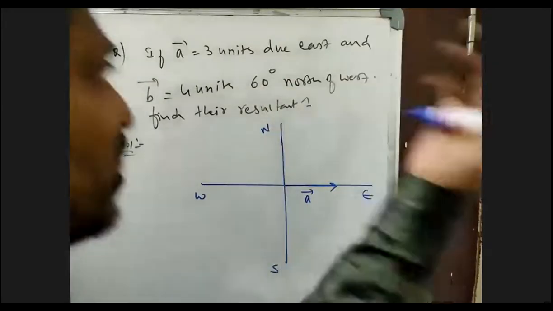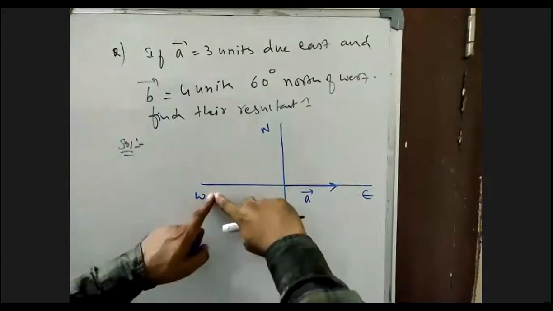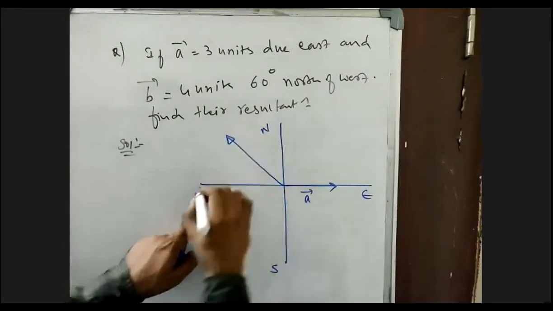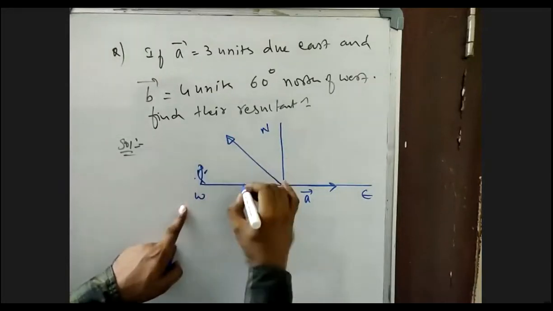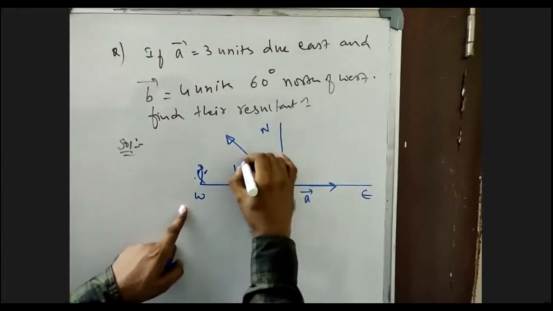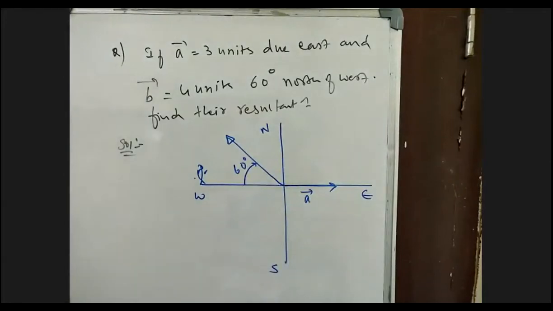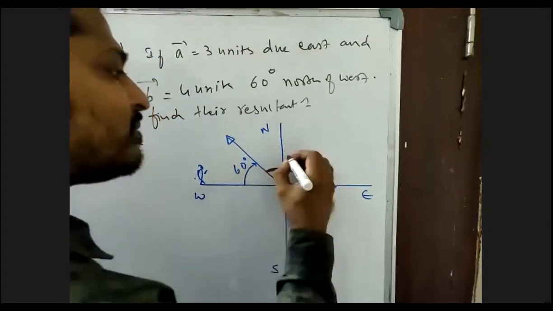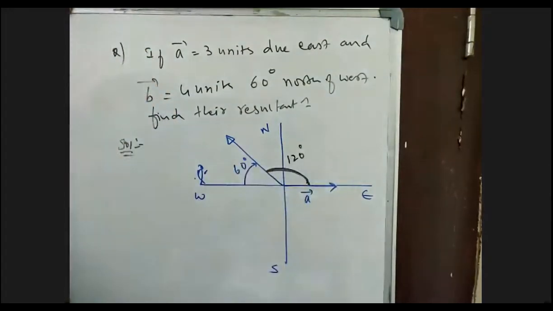North of west means what you will do? Standing on west, go 60 degrees towards north. Very good. You are standing on the west and going to the north by how much angle? 60 degrees. And what is the angle between A bar and B bar? This angle is 180 minus 60. This one is 120. Very good.